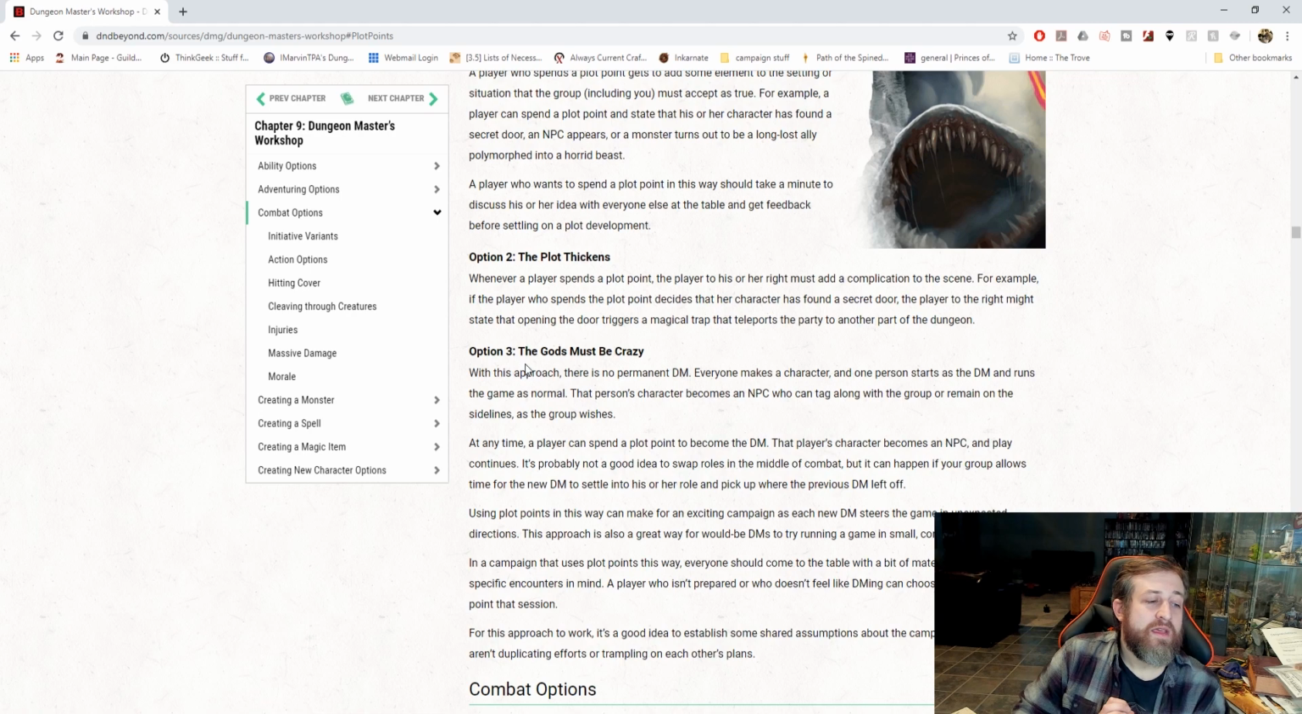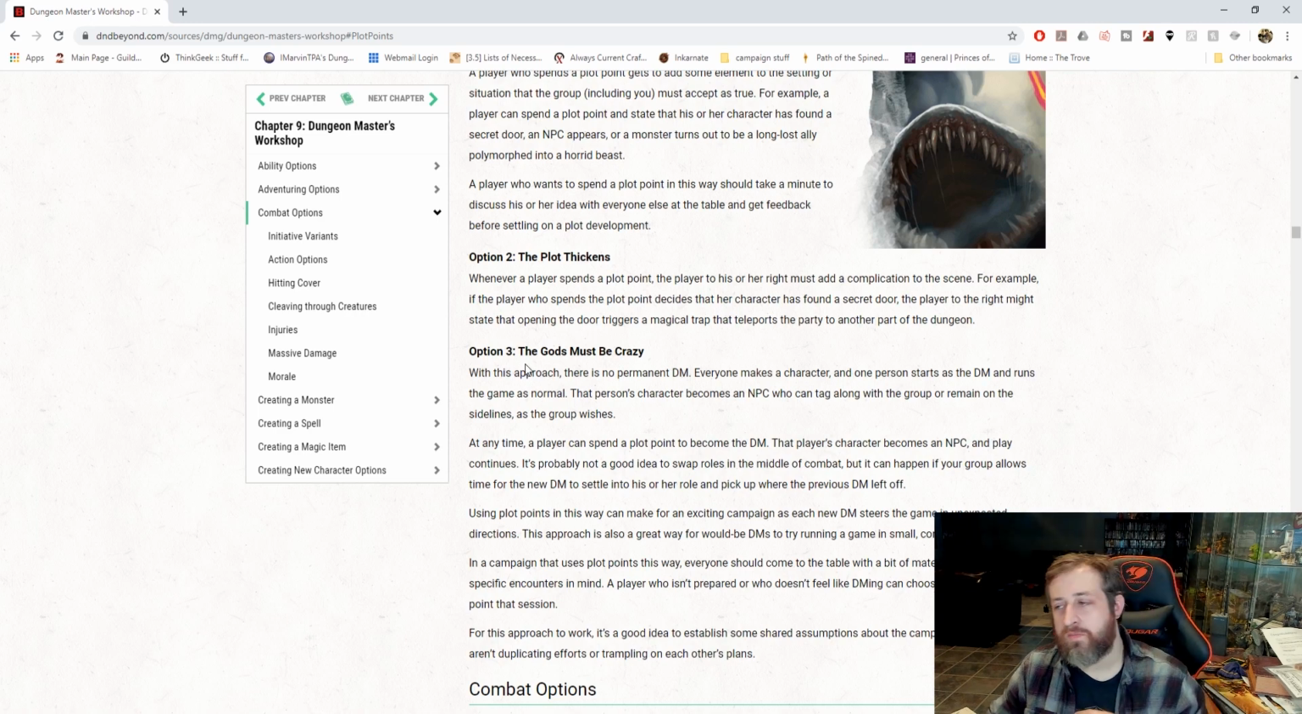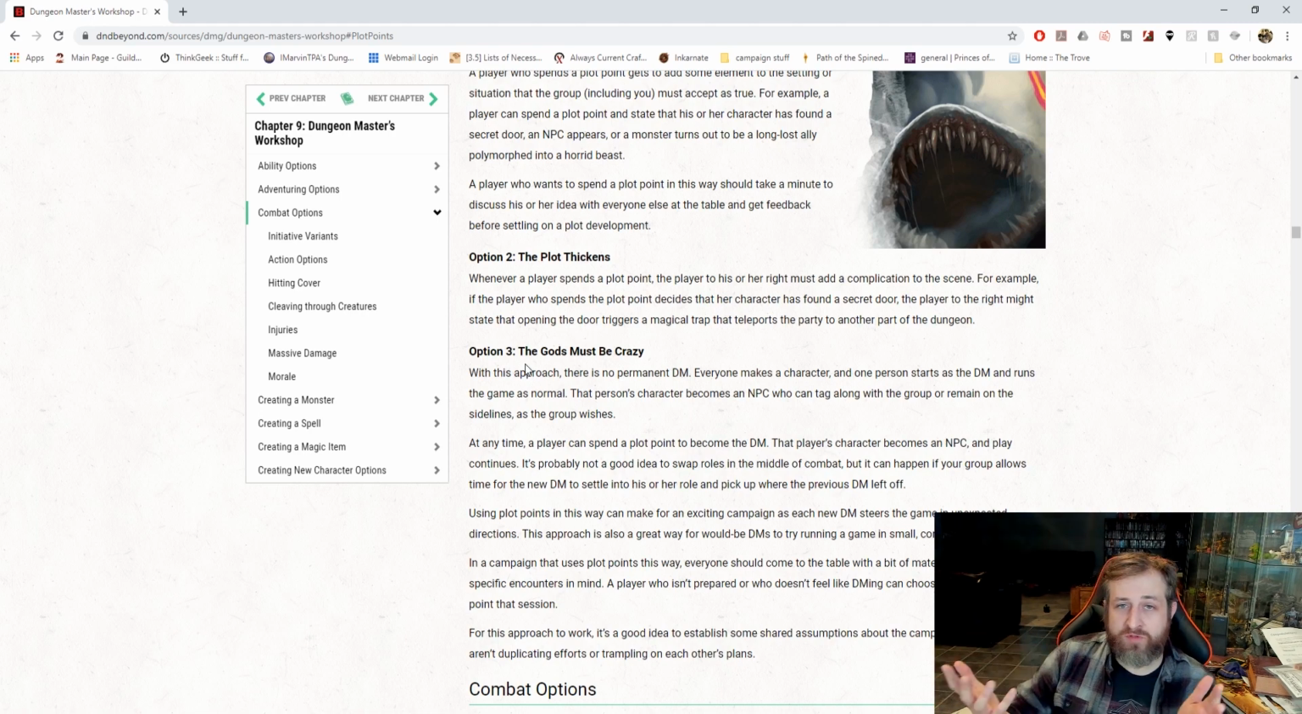That makes sense. For this approach to work, it's a good idea to establish some shared assumptions about the campaign so the DMs aren't duplicating efforts or trampling on each other's plans. I love this concept. And if you're like me, when you play, like my in-person game that I play every week, a lot of us are DMs not at that table. A lot of us have DM'd together, shows that are here on the channel, but we've all DM'd at a point, and we all have a different style.